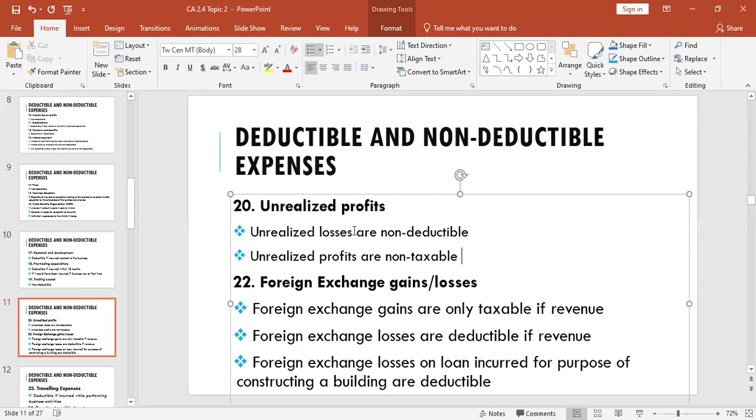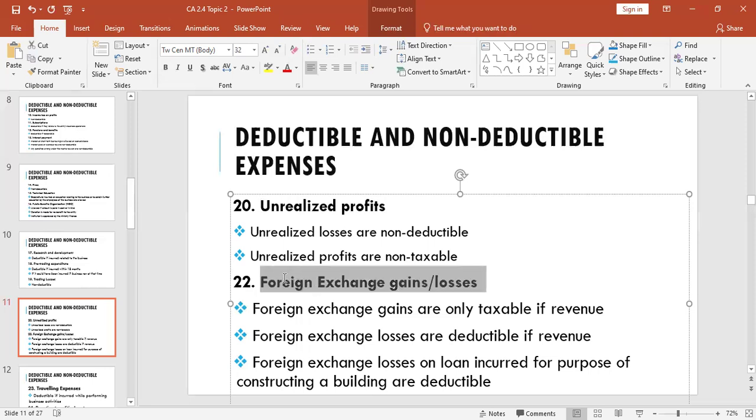Then we expect to sell an asset which has a residue value of, say, 5,000, and we expect to sell it at 4,500. There's a loss that we're expecting, but that loss is unrealized. So that unrealized loss, if we've recognized it, we have to add it back to the net profit so that we can arrive at the taxable profit.